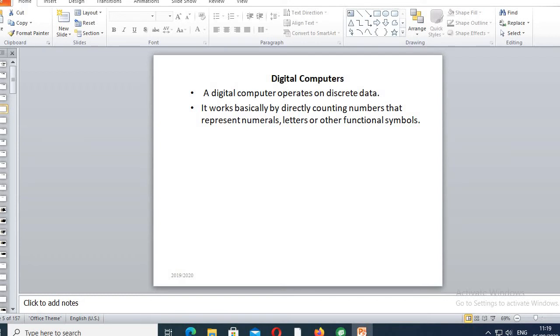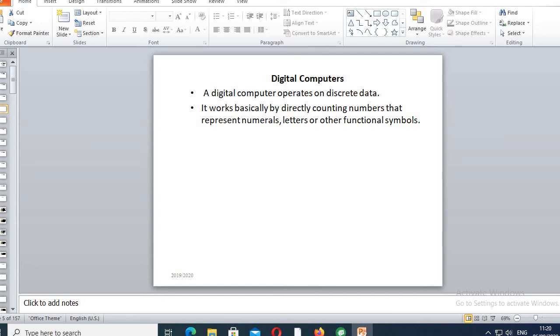So all those that are below 10, because I'm saying A is less than or equal to 10. So it can either be 10, or it can be less than 10. I can have 9, it is less than 10. I can have 6, it is less than 10. I can have 5, it is less than 10. So it will always look at that. Is it okay? It will indeed look at that, and that will be done correctly. Are we together? So it can have more than 2 or 3 answers. Are we together? It works basically by directly containing numbers that represent numbers, letters, or other functional symbols.